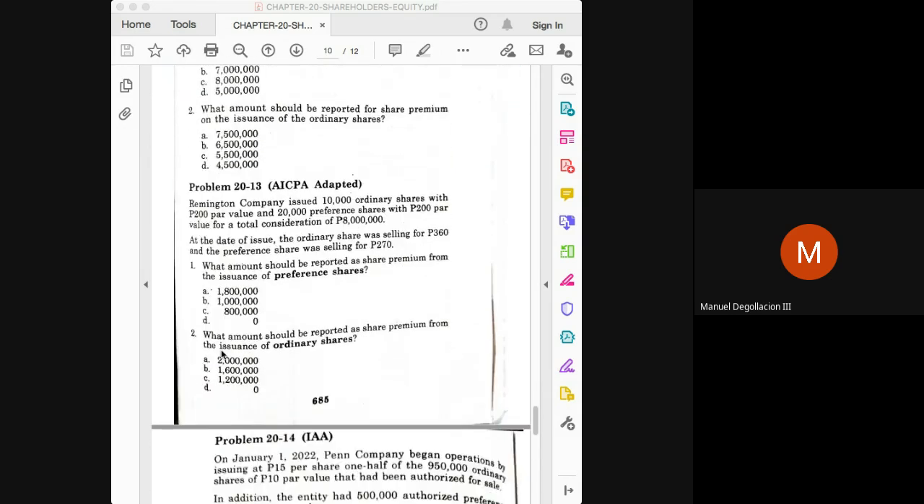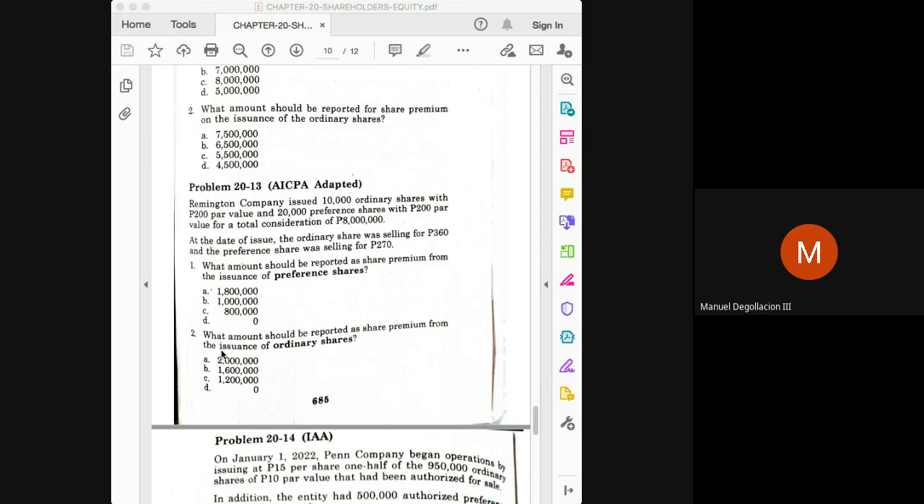Proceeding to problem 20-13, Remington Company issued 10,000 ordinary shares with 200 par value and 20,000 preference shares with 200 par value for a total consideration of 8 million. At the date of issue, the ordinary shares was selling for 360 and the preference shares was selling for 270. Okay. So very important to distinguish problem 20-13 and problem 20-12.